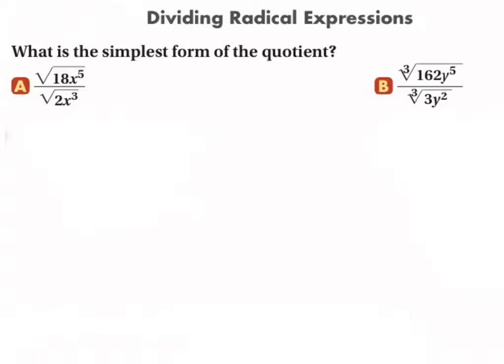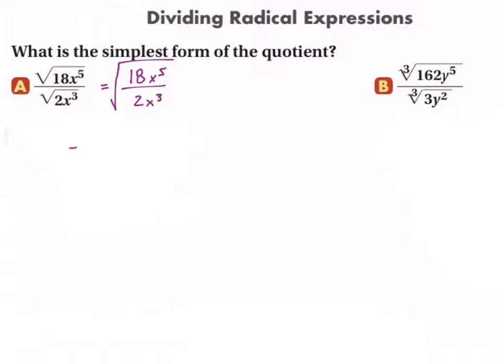As we look at this first example, both of these radicals here have an index of 2. It's the square root, so we're good. So what this means is we're going to go ahead and rewrite this like this: 18x to the fifth over 2x to the third, and then we're going to square root the whole thing. This allows us to simplify underneath the radical before we try to square root anything.